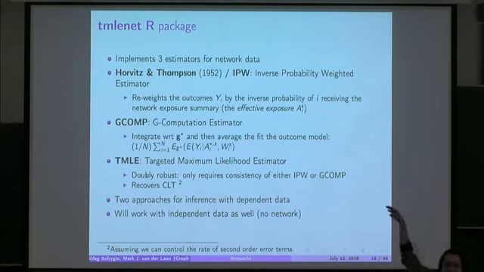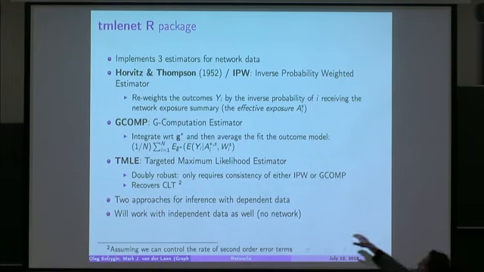All right, so now a little bit of a promotion. The tmlenet R package implements 3 estimators for the dependent data. And the first one is the Horvitz-Thompson estimator, or also, as it's known, inverse probability estimator, which essentially reweights each outcome by the inverse probability of the effective exposure, which is the summary of all the network exposures.